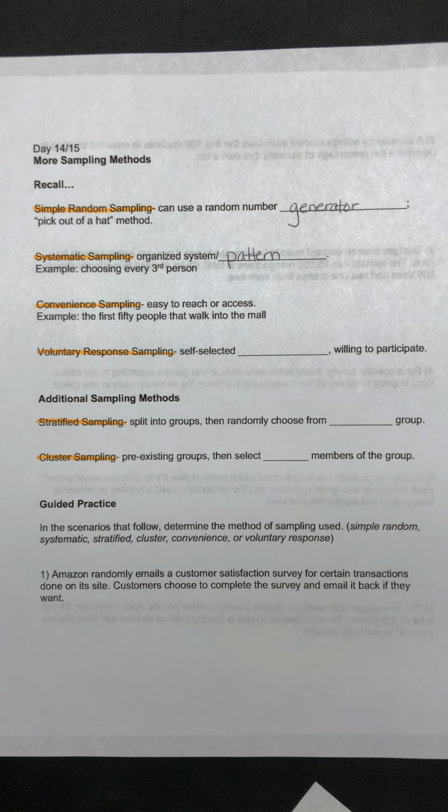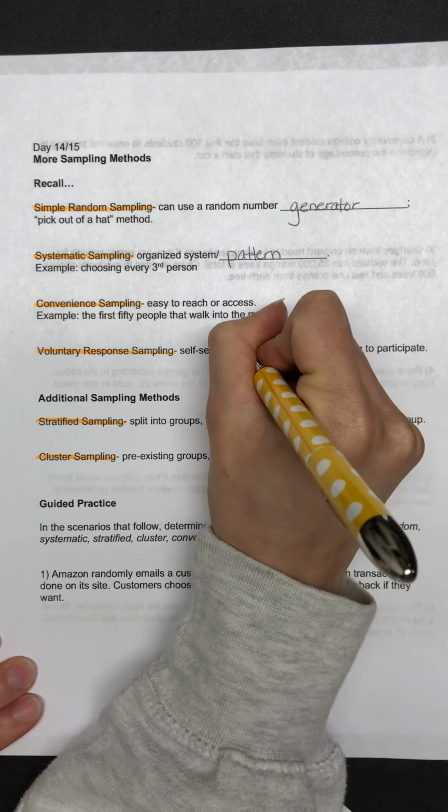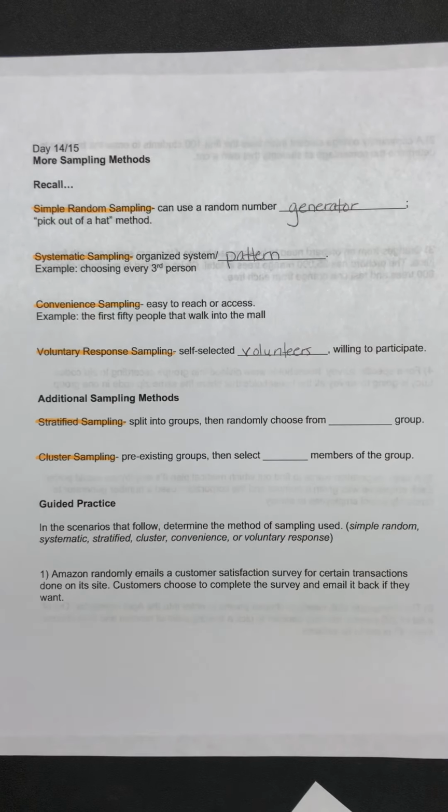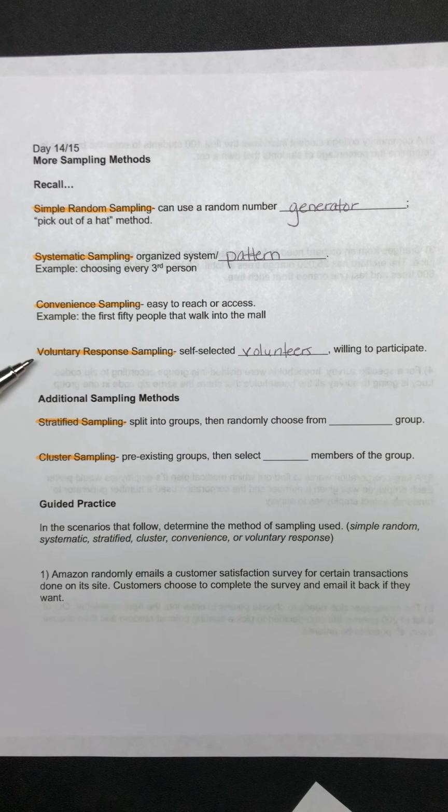Voluntary response sampling is self-selected, it's also self-selected volunteers. Okay, so you're volunteering, you're not having anybody do it. You're having a willing participant. So usually you're asking somebody to fill out a survey, and they can choose to send the survey back or not. You don't have to, it's completely voluntary. You can have 10 people raise their hand, and you just choose the people who want to participate.